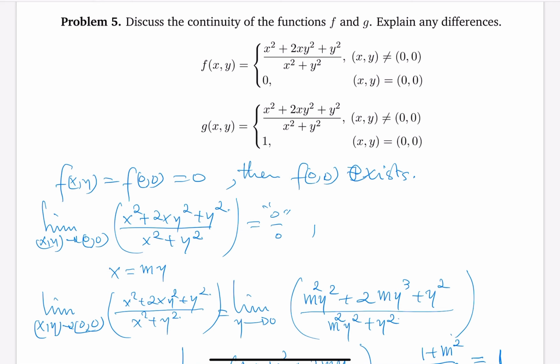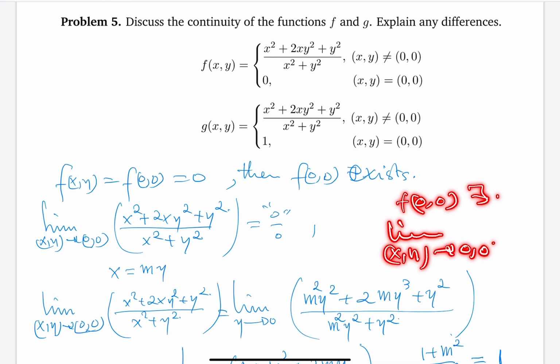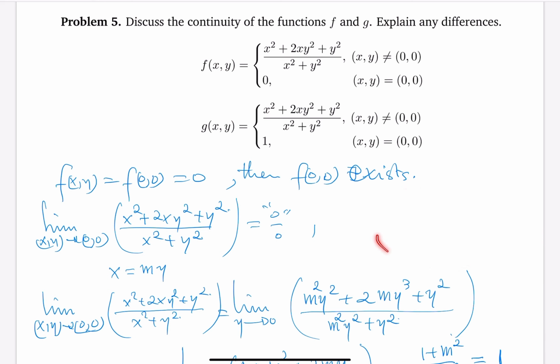So the continuity, remember, is when you have f at that point (0,0) have to exist first, and then the limit when x and y are approaching (0,0) of f(x,y) has to be equal to f(0,0). Okay? That's the definition of continuity of the function.